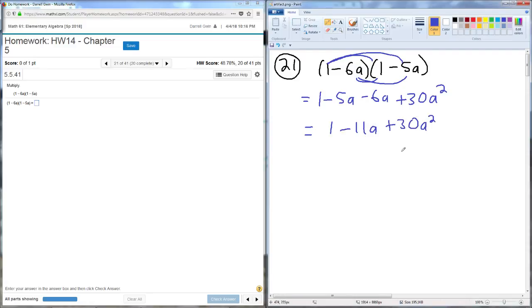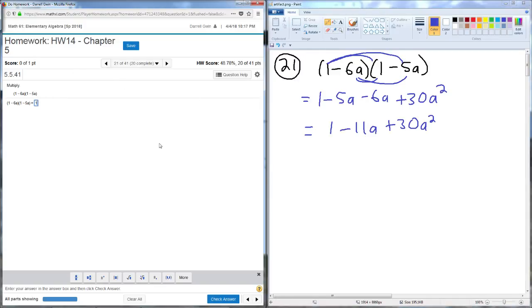Now I'm pretty sure if you change the order it'll still be correct, but I believe they will want it. I believe it doesn't matter. You can just type it how it is: 1 minus 11a plus 30a, and then shift 6 to get the power, the square.